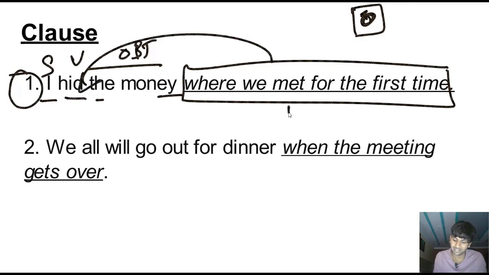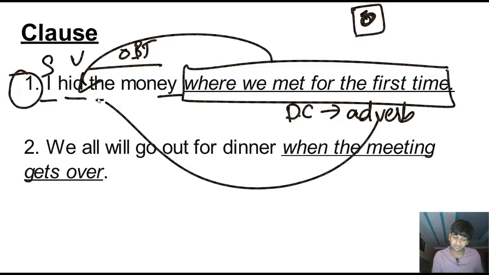So this is a dependent clause that is working as an adverb. It's telling us the place of the action. Where did the action happen? Where did I hide the money? I hid the money where we met for the first time.